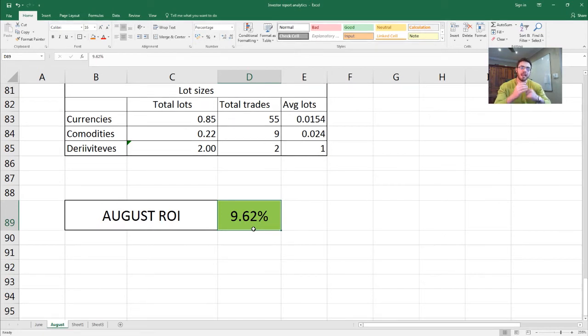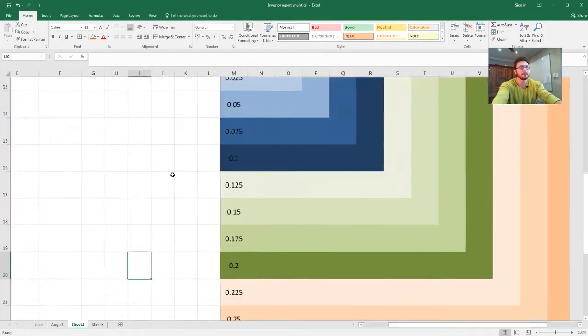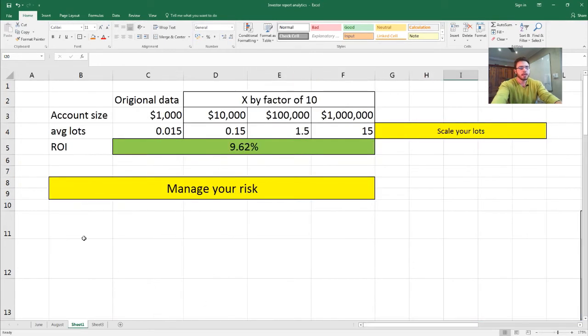But still, the same reason is, so let's say at 9.62%, I'm trading at 0.01. So I can't trade less. So I'm expecting to make that amount. But what if we increase the amount of money? And that's what I did here, in this metric here, and we can talk about the colored table just now. In this metric here, I showed you, so the original data is over here. So the original data is an account size of $1,000 with average lots of 0.015. So that's the average I executed on that position, and that produced me a 9.62% return.